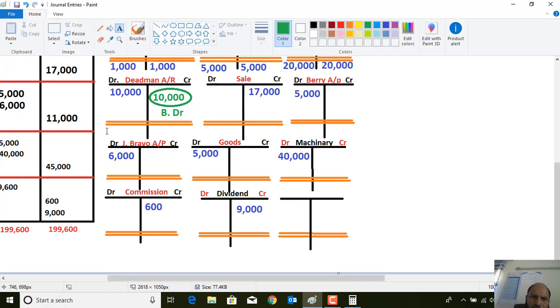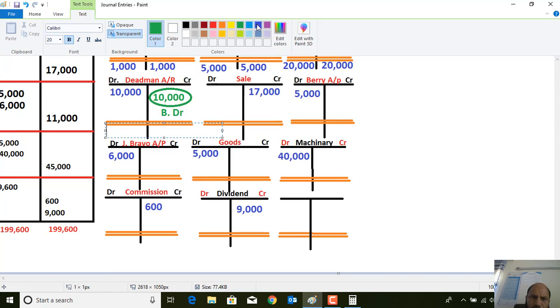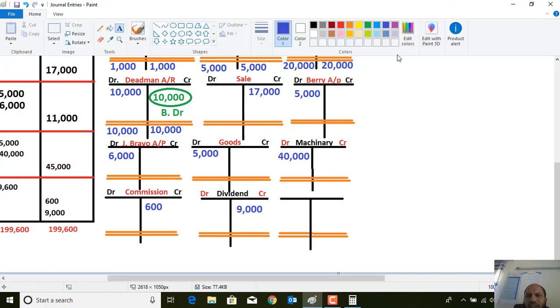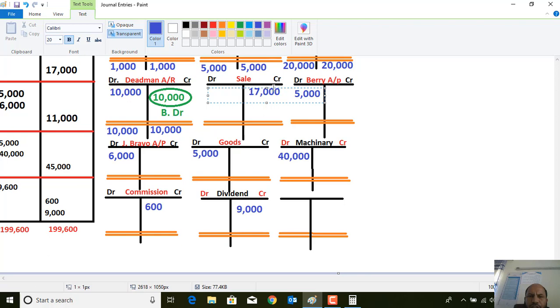And now we will sum both the accounts, the debit amount and the credit amount. The debit amount is equal to 10,000 rupees, and the credit balance is also equal to 10,000 rupees. Now move towards the sale ledger. If you see the sale ledger, we have 17,000 at the credit side, but zero amount at the debit record. So first of all, we will add 17,000 at the debit record to make both the sides balance equal.